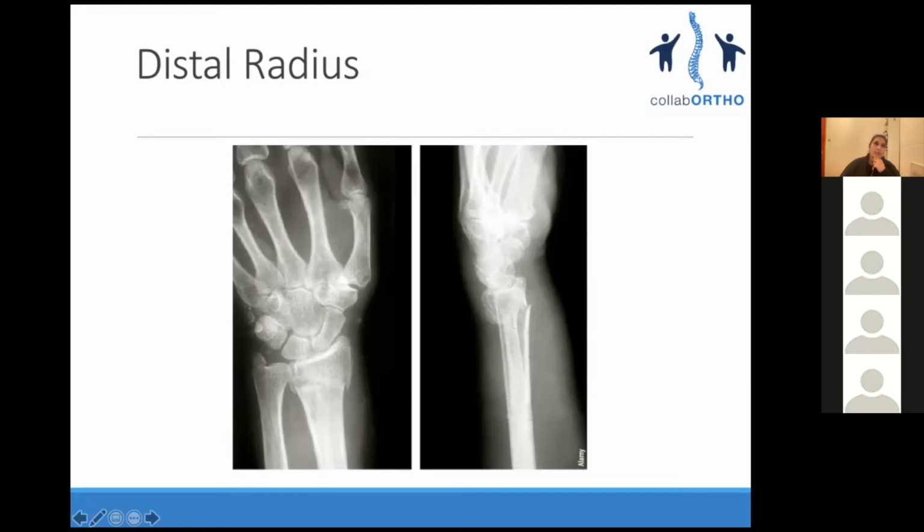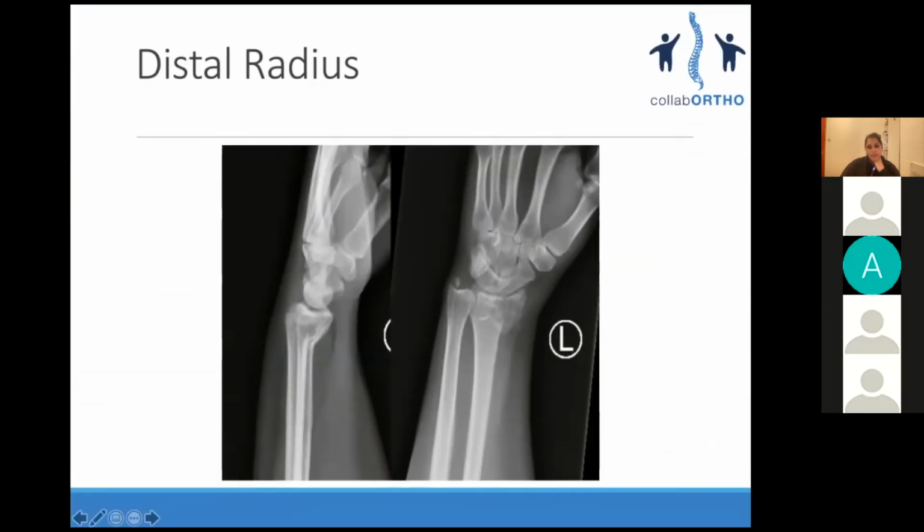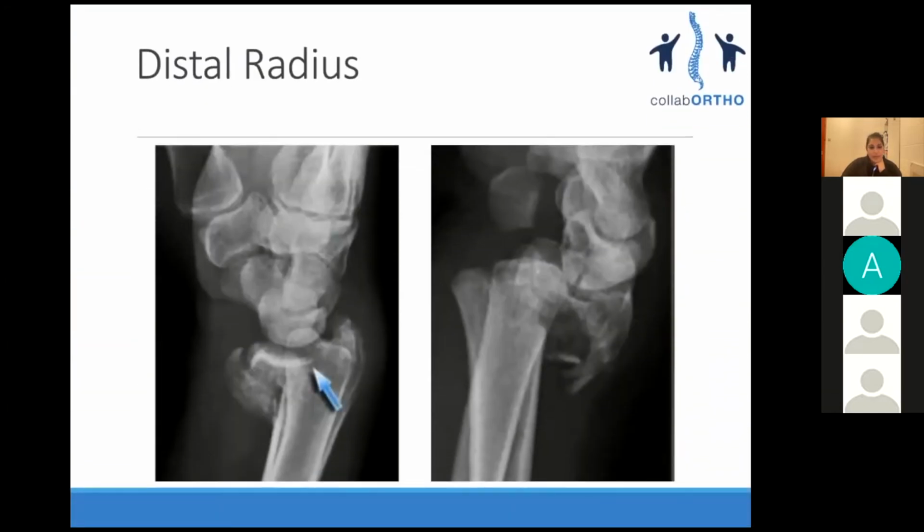Does anybody know the name of this type of fracture? Extra-articular dorsal displacement. Is it Colles fracture? Yeah, Colles fracture. Good. So what's this one? Extra-articular. Well, can argue maybe intra-articular, but we'll assume it's extra-articular with volar displacement. So the opposite way around. Is that a Smith's? Yeah, Smith's. Excellent.